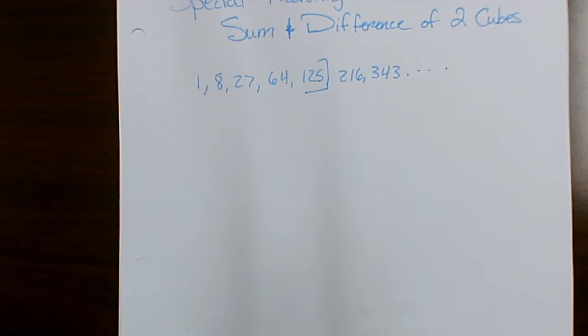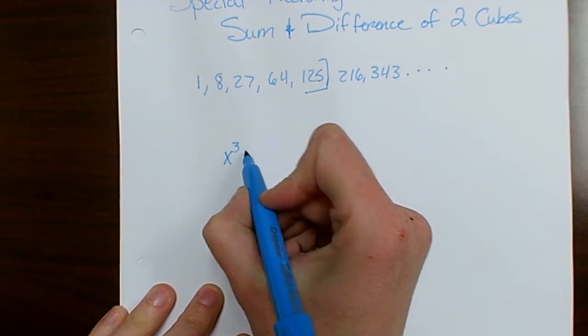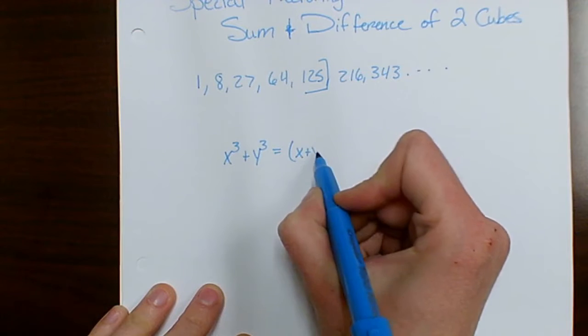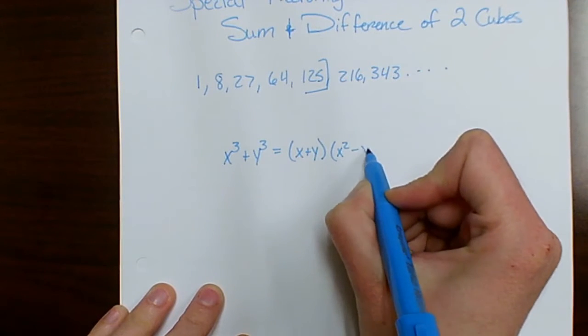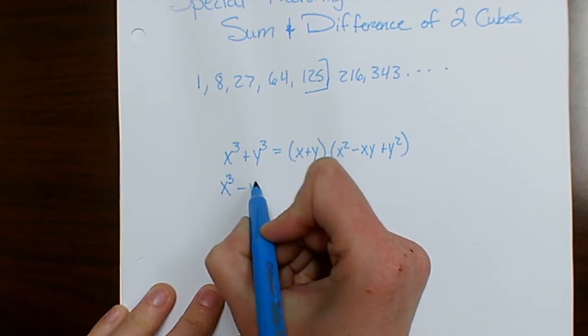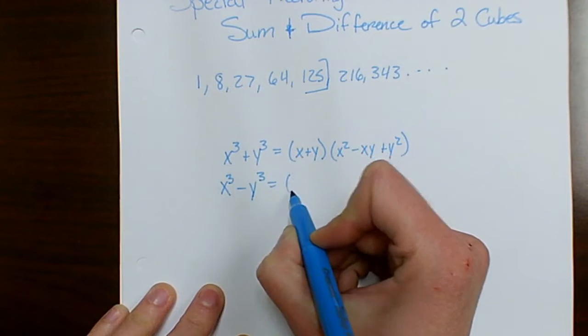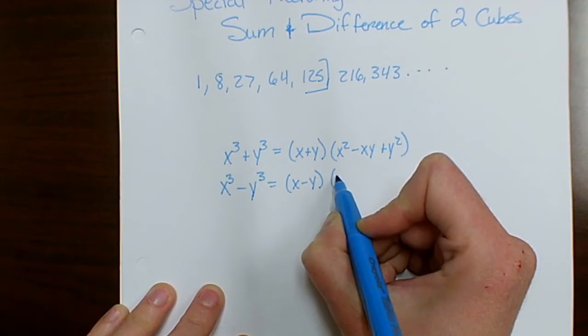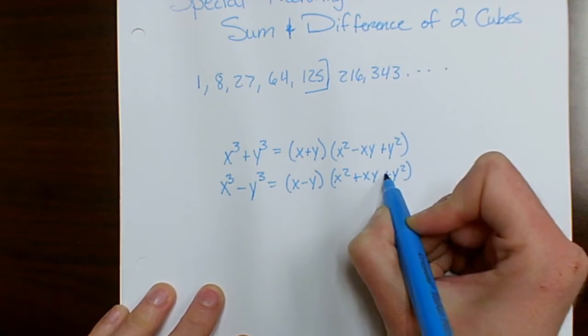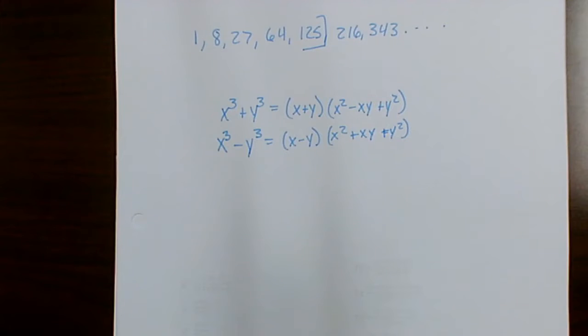So here is the definition of the sum and difference of two cubes. It may not look very easy, and you might not understand these definitions or these formulas very well, but I will help you with a step-by-step process that you can use with either one.